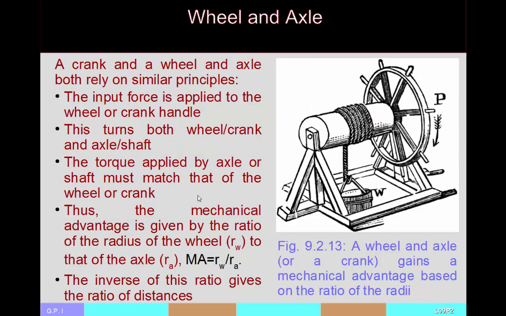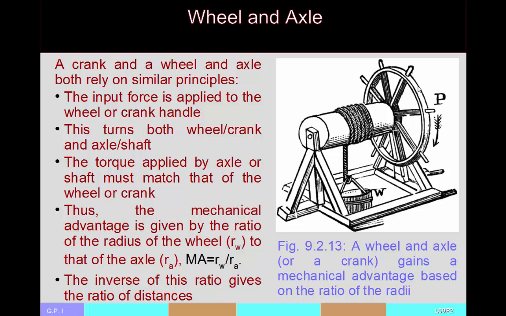Our next object is a wheel and axle, which is drawn here. This is basically the wheel and axle for lowering a bucket into a well. Sometimes it's called a crank and wheel. Basically, you have an input force that's being applied to either this wheel or to a crank. A crank would basically just be a single spoke sticking out that you can apply this force to.